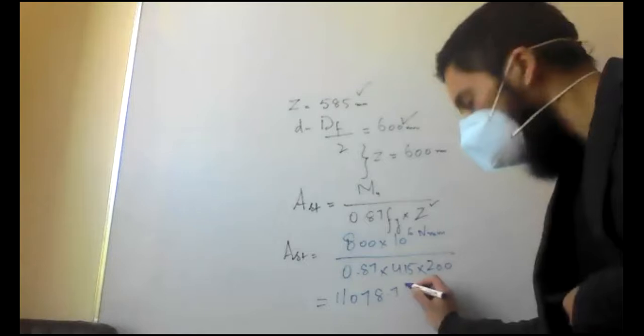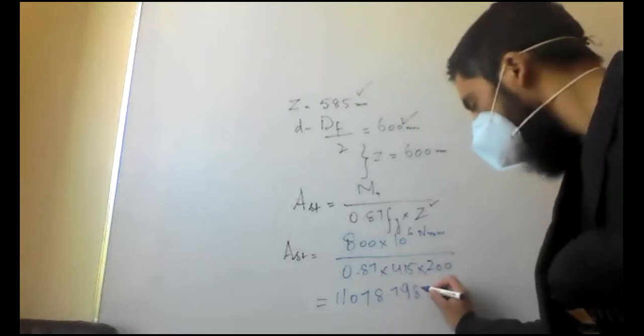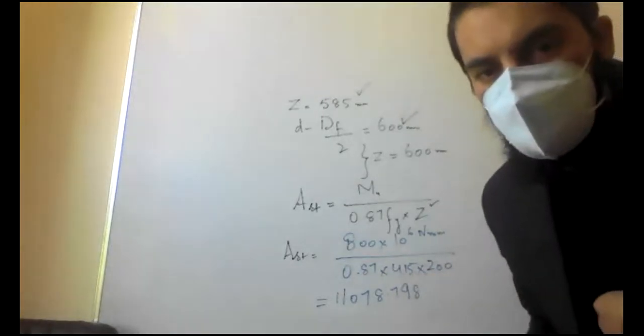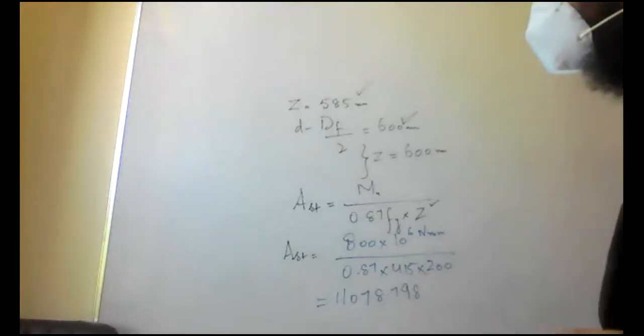Calculate with 600. 798 will come. Sir, Z we take on top as 600. It is 600. Okay, 600. Sorry. This is 600.